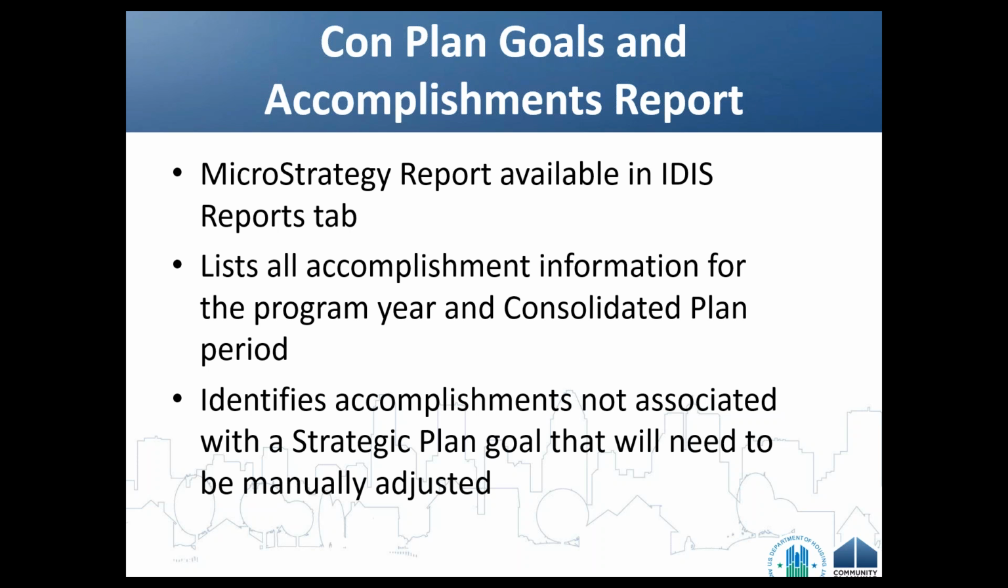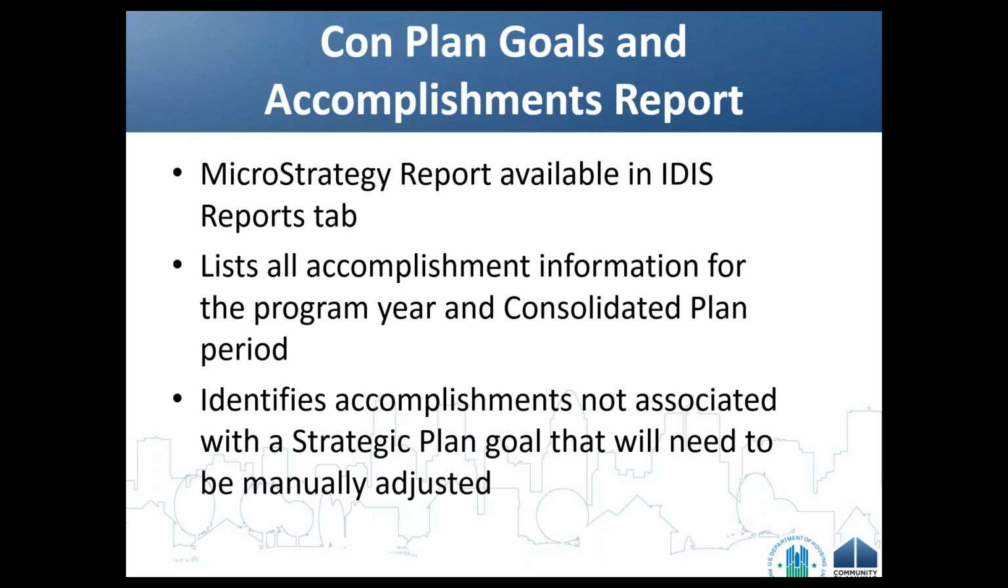And it's basically broken into three sections. Hopefully, most of your information is captured in the first section, because those are the accomplishments where the system will automatically assign it to a specific goal, and basically your work is done. You just have to go in and verify that the information is correct, but you won't have to manually edit any information in the CAPER. If it's showing up in the first section, that means you're good.